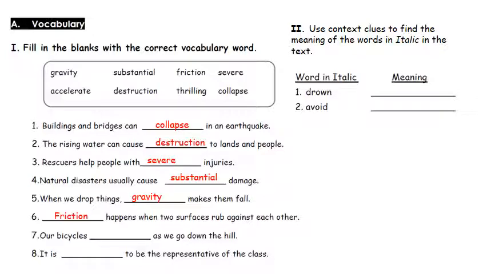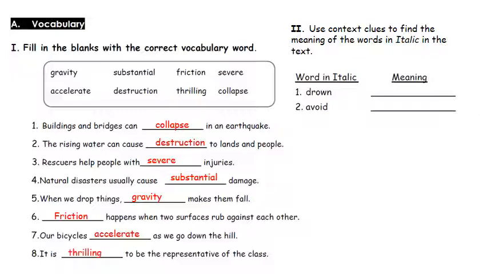Number 7, our bicycles, as we go down the hill. If you're going down the hill, what would happen to your bicycle? It will move faster, so accelerate. Our bicycles accelerate. Number 8, it is to be the representative of the class. If you're representing your class, so you're the leader of the class, then this would be exciting, thrilling. Excellent, we have to use the word thrilling.